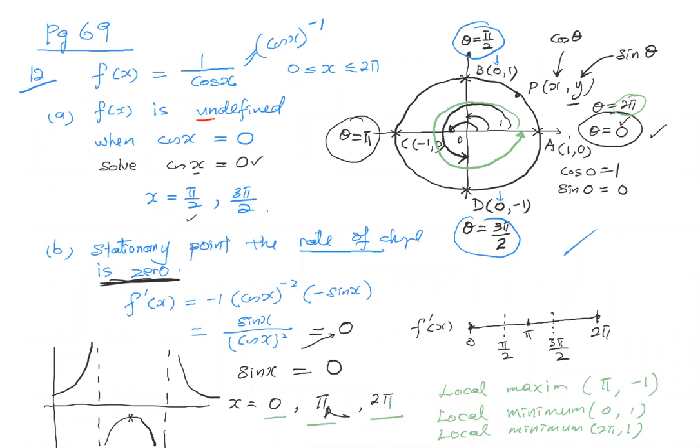Can you explain why it can't be pi over 2 and 3 pi over 2? Here. It's not part of the domain. So that gives you the vertical asymptote. Are you okay? How do you find the domain? How do I find the domain? There, undefined. Undefined means cannot take the value.